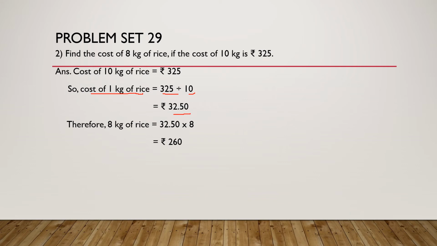Now, to find the cost of 8 kg of rice from the cost of 1 kg, what do we do? We multiply by 8. So 32.50 times 8 gives us rupees 260. So the cost of 8 kg of rice is how much? It is rupees 260. Let's move on to the next.